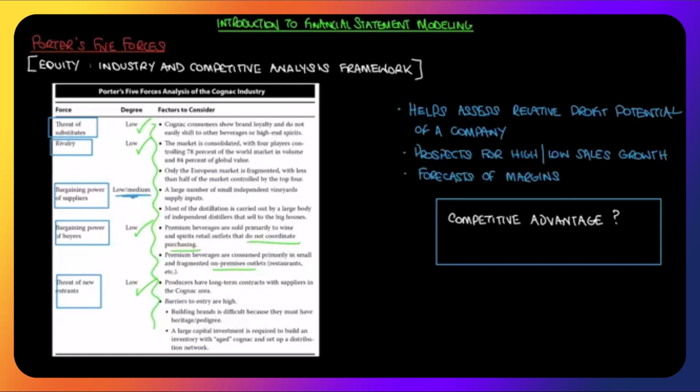It's in equity, as I say. We'll do it in a lot more detail there. But it's useful here to assess the profit potential of a company. Can they maintain their competitive advantage, which obviously will spill over into sales growth, higher margins, potentially growing margins, and so on.